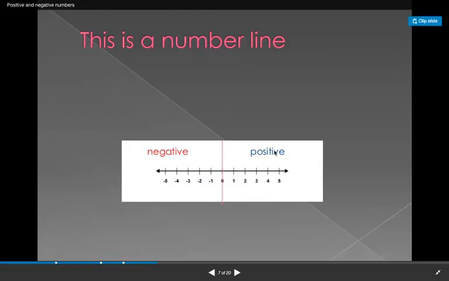So this is what a number line would look like. We see we have a line down the middle at 0, because 0 is what separates positive numbers from negative numbers.